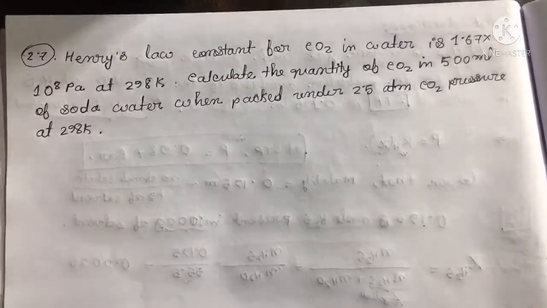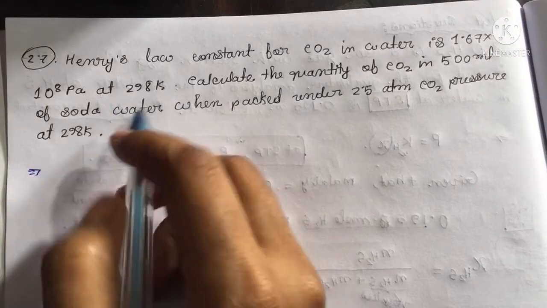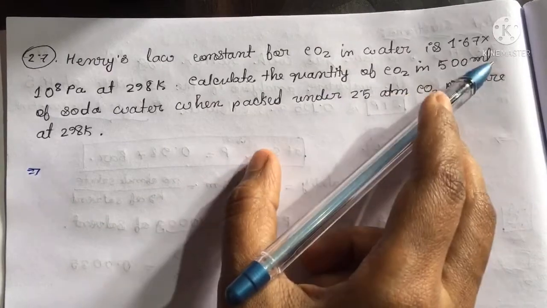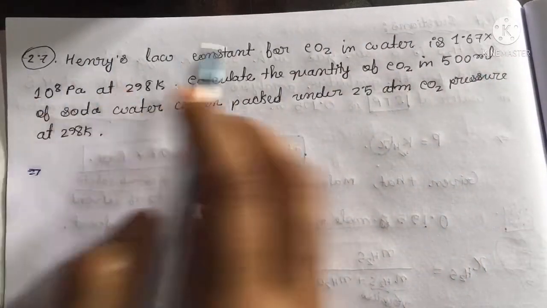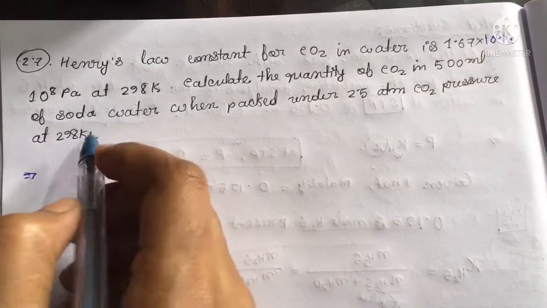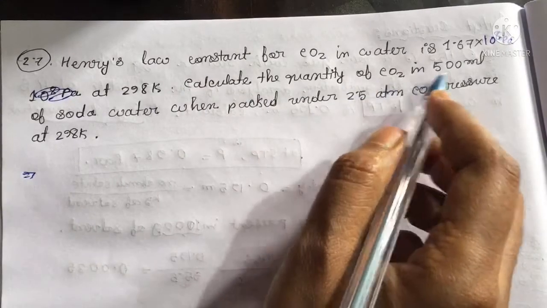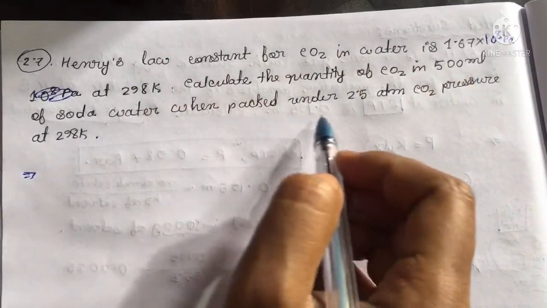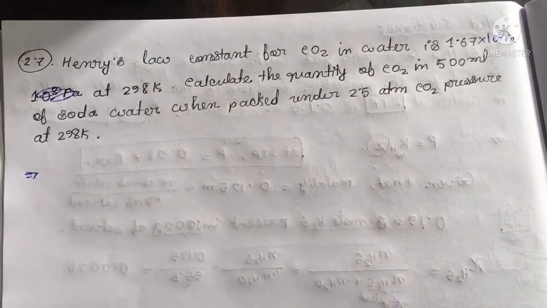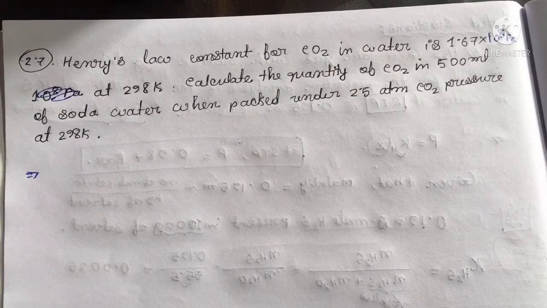In this question, we get that the Henry law constant for CO2 in water is 1.67 into 10 to the power 8 Pascal at 298 Kelvin. Calculate the quantity of CO2 in 500 ml of soda water when packed under 2.5 atmospheric CO2 pressure at 298 Kelvin. So first, it seems like it's so tough.